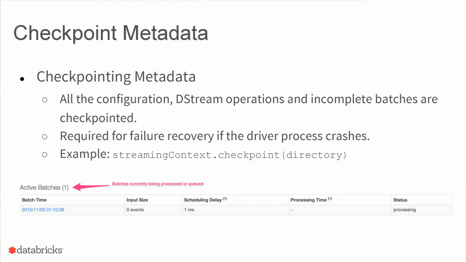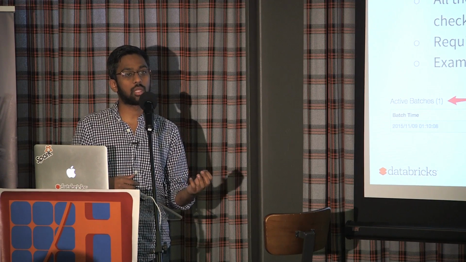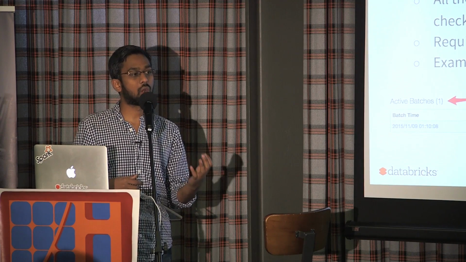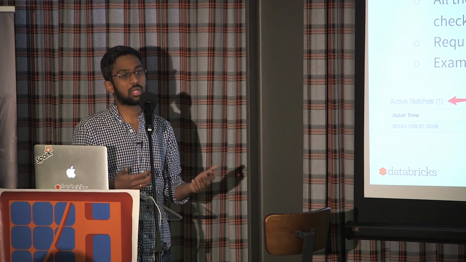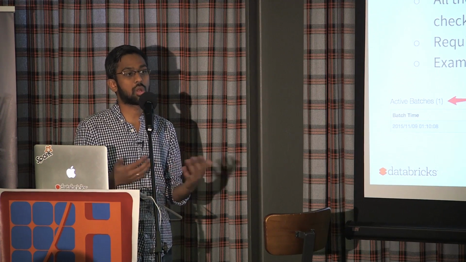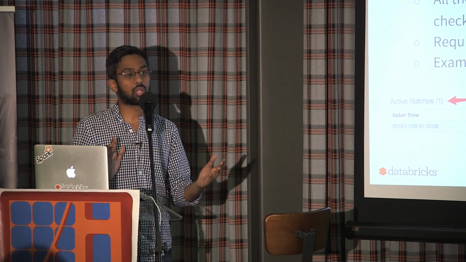The other part is checkpointing metadata. So what kind of metadata? Spark maintains all the current batches that are being run and all the batches that are queued up to be run. Checkpointing the metadata is required if you want fault tolerance and automatic recovery from failures. For example, if the driver process crashes and there is no checkpoint of metadata, then Spark cannot recover from where it left off. So you have to do it manually, or there will be some data loss.